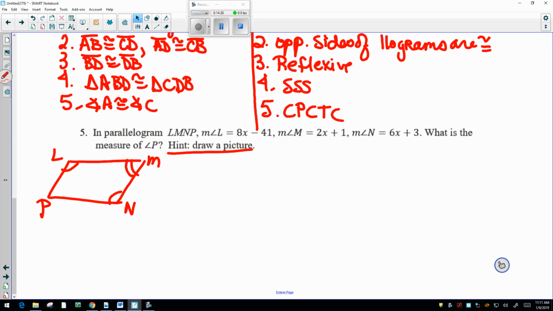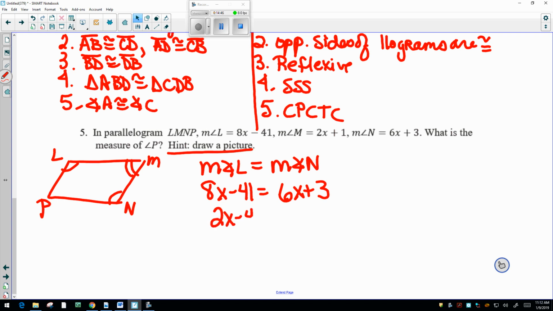Well, looking at the picture, I know that the measure of angle L equals the measure of angle N. Opposite angles of a parallelogram are equal. So I'm going to set them equal. And I'm going to solve. So if I move over the 6x, I now have 2x minus 41 is equal to 3. And if I add over the 41, I'm going to find 2x is equal to 44, which means x is equal to 22.